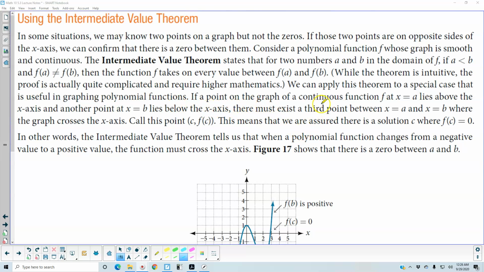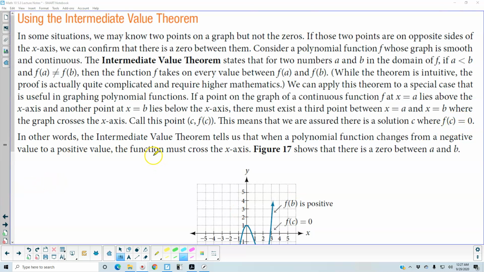If a point on the graph of a continuous function f at x equals a lies above the x-axis, and another point x equals b lies below the x-axis, then there must exist a third point between x equals a and x equals b where the graph crosses the x-axis. We call this point c, f of c. This means that we are assured that there is a solution c where f of c equals 0, meaning that it is a zero of the polynomial function.